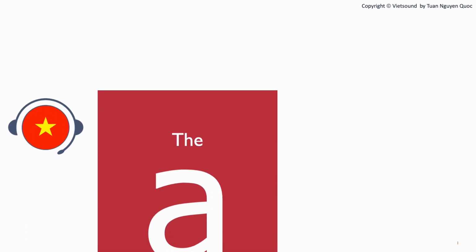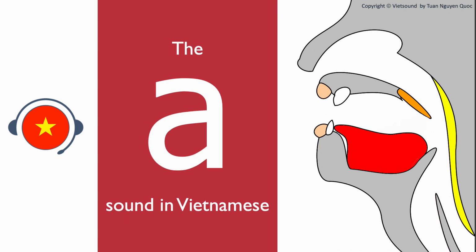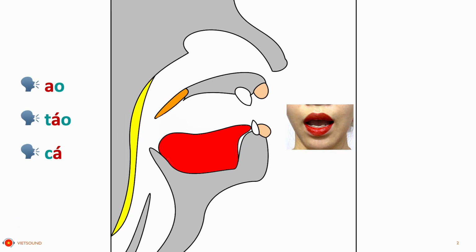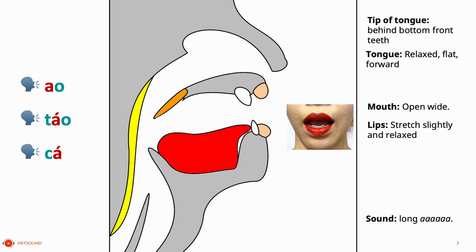Today we're going to talk about the A sound in Vietnamese. So are you ready? Let's get started. The A sound can occur at the beginning of the word, like in the word ow, or at the middle of the word, like tao, or at the end of the word, like cá. Now let's see how to pronounce the A sound.